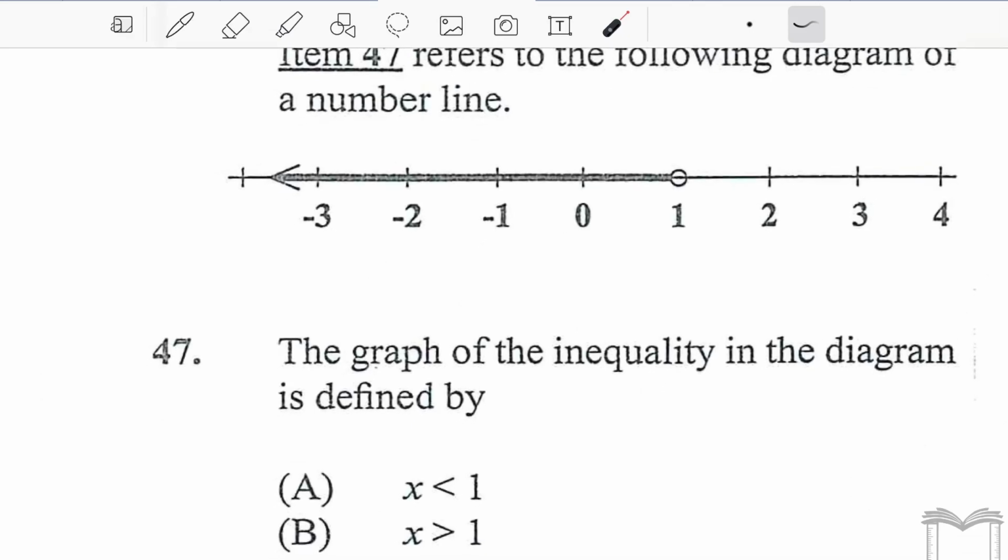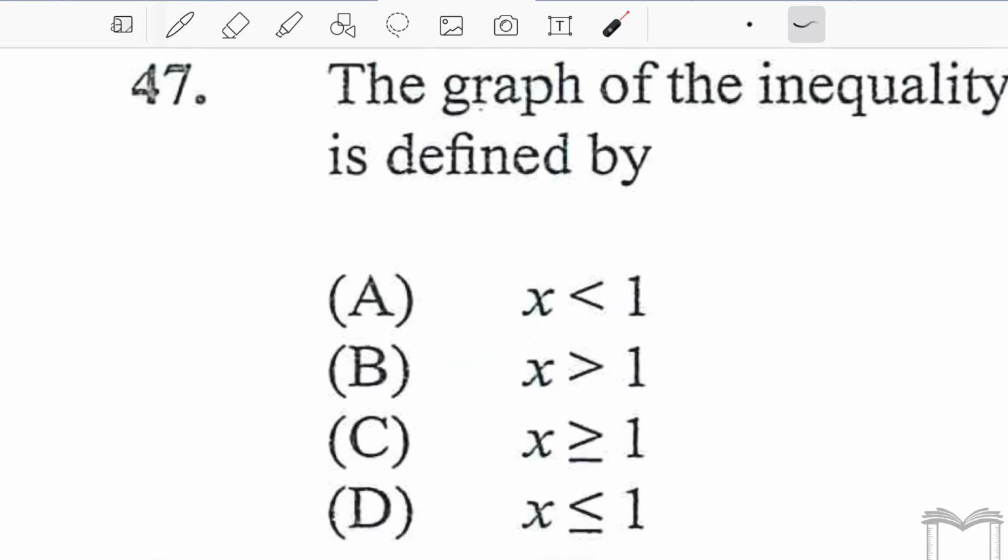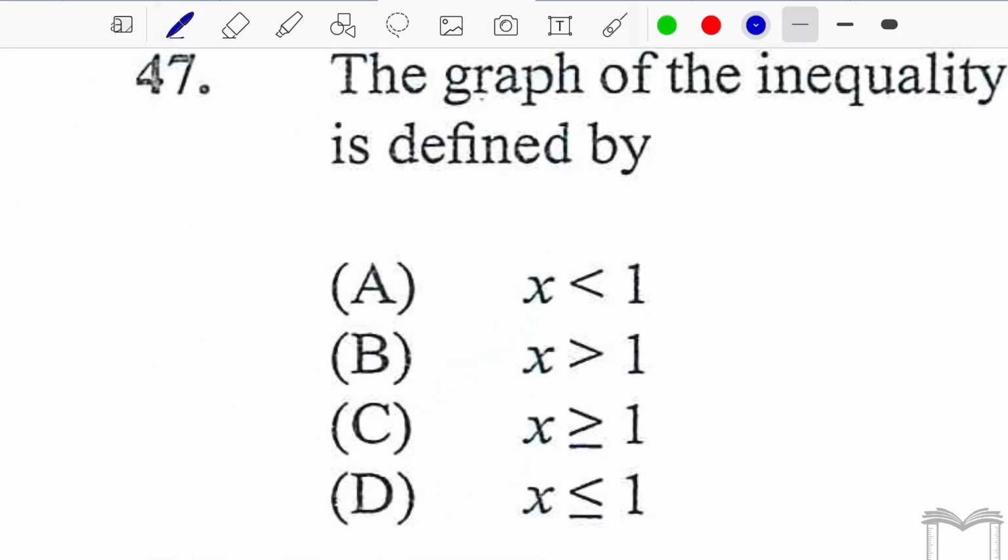So it's open, so it means that it's just less than. It's going to the left, which we can see is decreasing numbers: 1, 0, -1. And it's not shaded, so we do not put the equal sign. So that will be A.